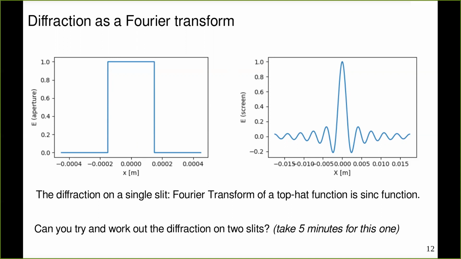So what I want you to try to do now, even if you did this before, it doesn't matter, do it and tell the other ones: take 5 minutes to think about how you would use Fourier transformation to solve the problem when we have two slits. So we have two slits, which means we have two top hat functions at different locations. How would you calculate the diffraction pattern when you have two slits?